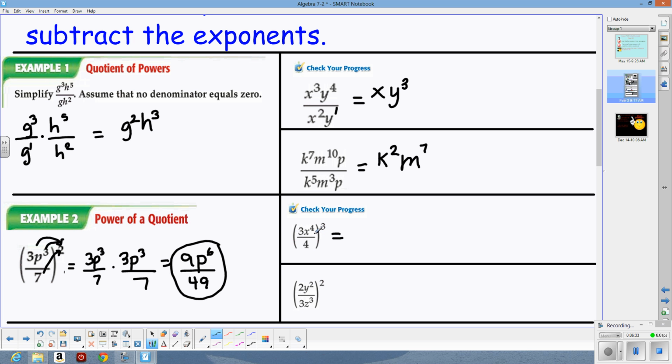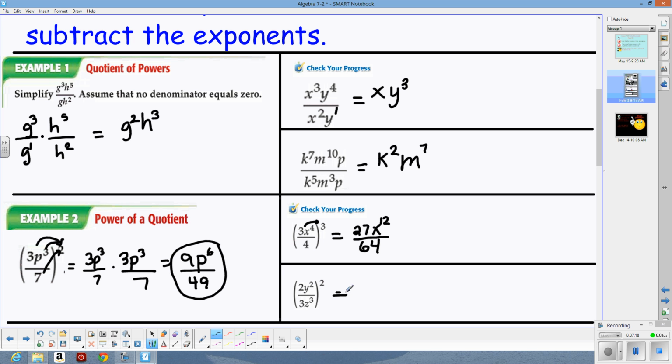All right, you could write 3x to the fourth over 4 multiplied by itself 2 more times, or you can just raise everything inside the parentheses to the third power. 3 to the third power is going to be 3 times 3 times 3, which is 27. x to the fourth to the third power means x to the fourth times x to the fourth times x to the fourth, which is a total of 12 x's being multiplied together. So 27x to the 12th. And then in the denominator, 4 to the third power is 4 times 4 times 4, which is 64.